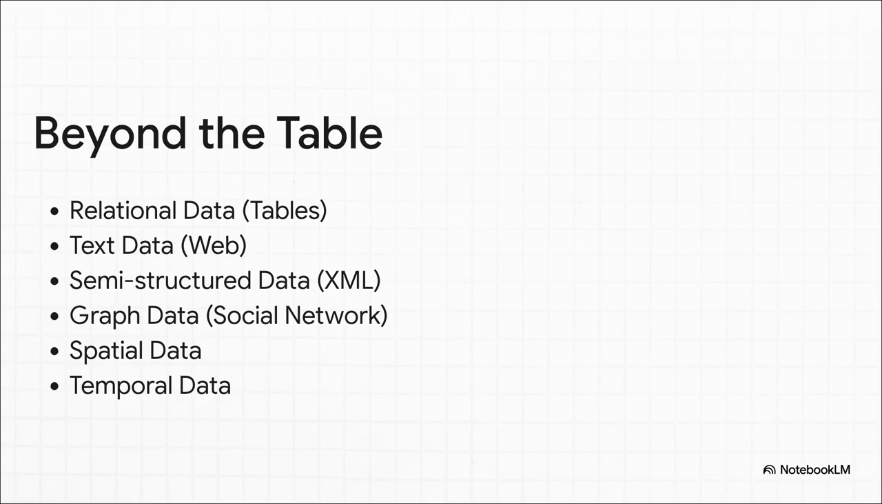We're talking about everything from the text of web pages and product reviews to the complex graph data from social networks showing who knows who, all the way to the GPS location data streaming from our phones. It is a chaotic, beautiful mix of formats.